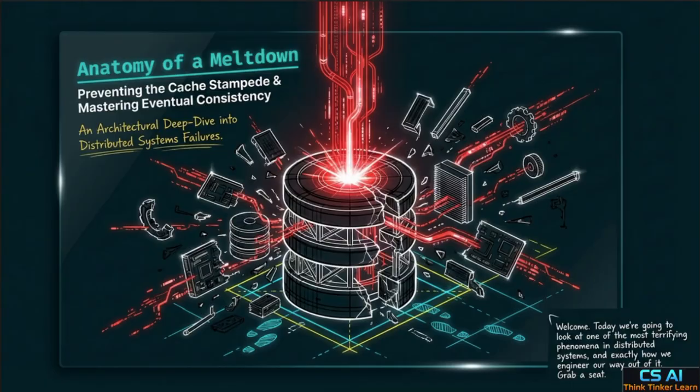Today we're diving into the absolute deep end of distributed systems, the anatomy of a meltdown. We have all seen it. A perfectly healthy system suddenly buckles under pressure. Today we're going to look at the most terrifying phenomena in distributed systems, specifically the cache stampede, and exactly how we engineer our way out of it.